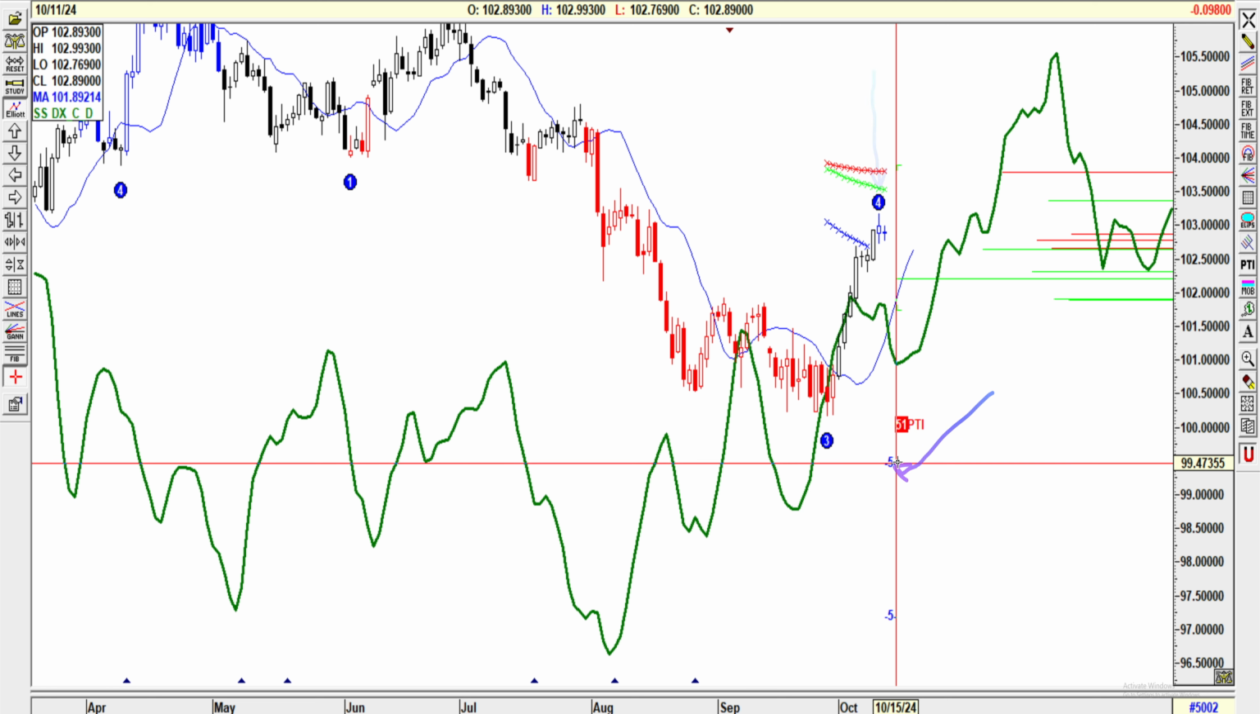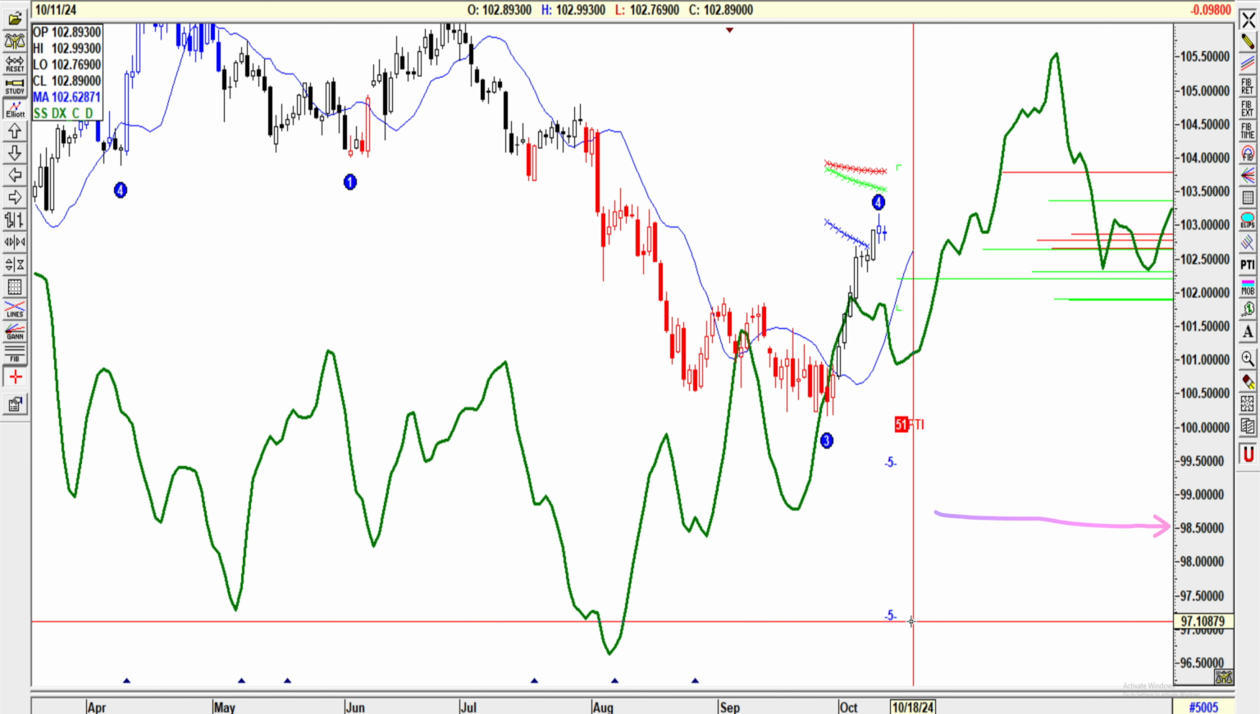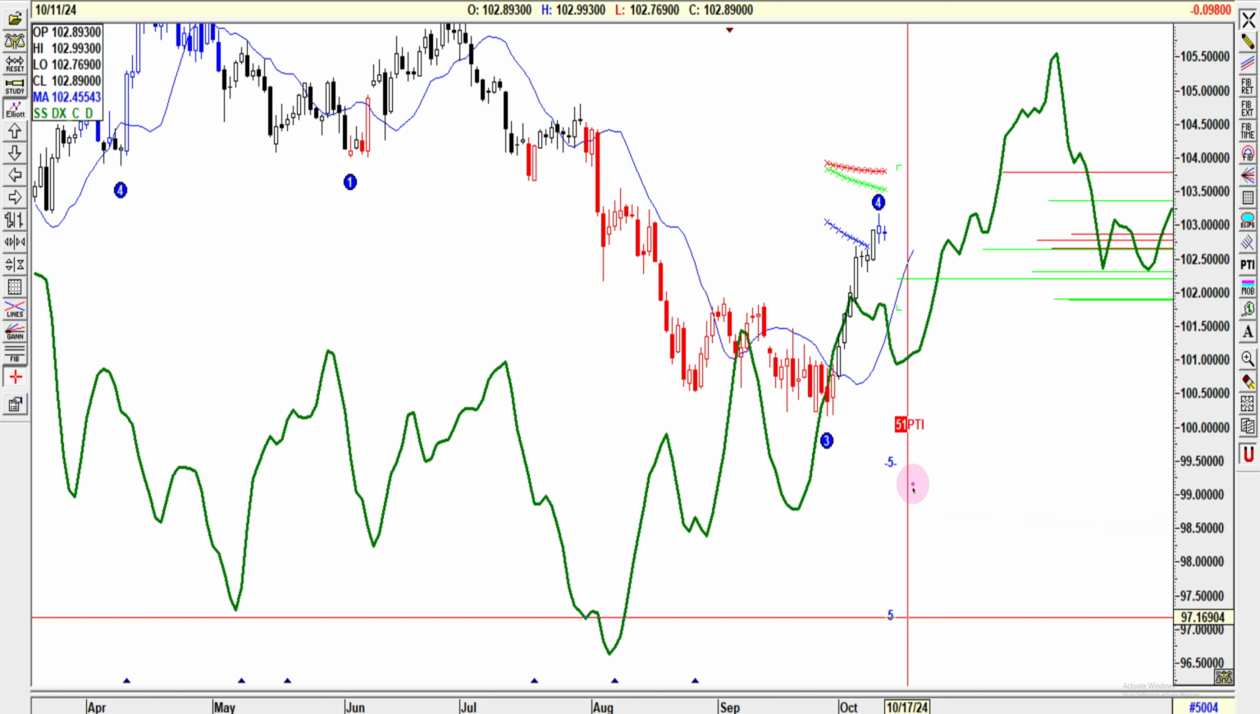Possible target for ending wave 5 would be 99, close to my 98. And there's another extreme, which is 97. So somewhere in this ballpark, we'll end wave 5. So this could potentially be a dead cat bounce according to the Elliott wave theory.